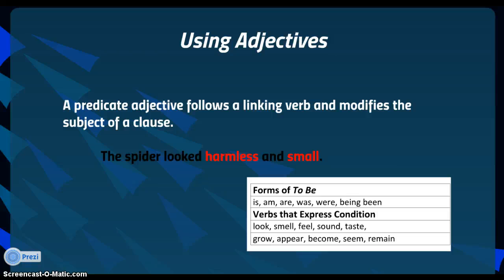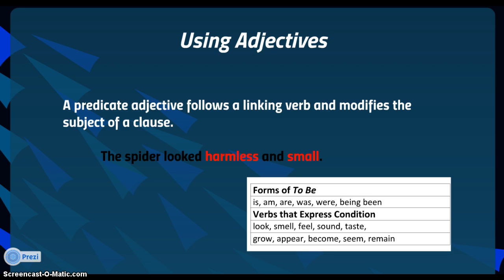Now let's look at what linking verbs are, because I know it's easy to forget. Linking verbs are forms of to be: is, am, are, was, were, being, been. Those are all forms of to be, and they are linking verbs. Other things that function as linking verbs are verbs that express condition: look, smell, feel, sound, taste, grow, appear, become, seem, remain.